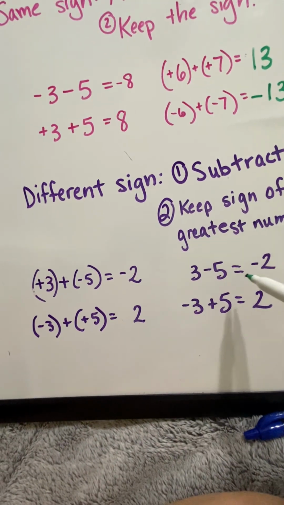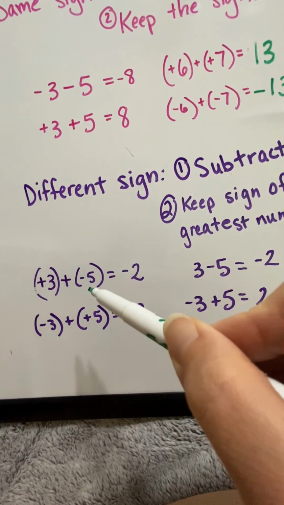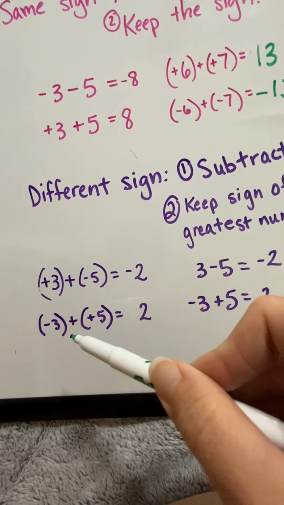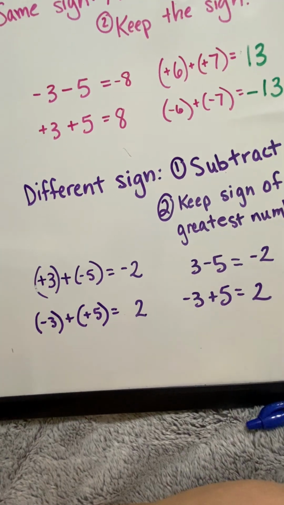Here are these numbers or these questions written in the simplified way where I just say 3 minus 5 equals -2. And instead of writing -3 plus +5, I just wrote -3 plus 5. You also get to here.